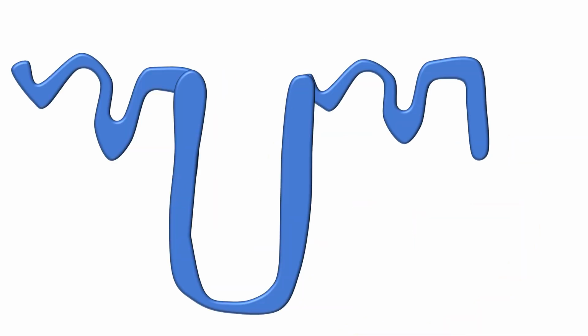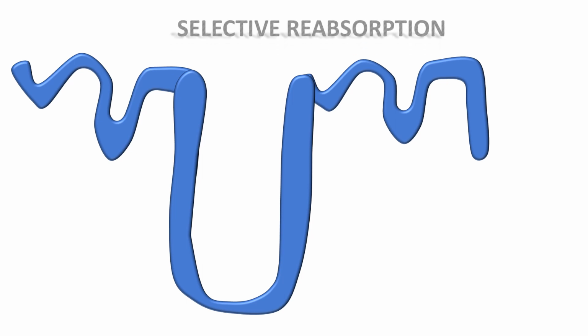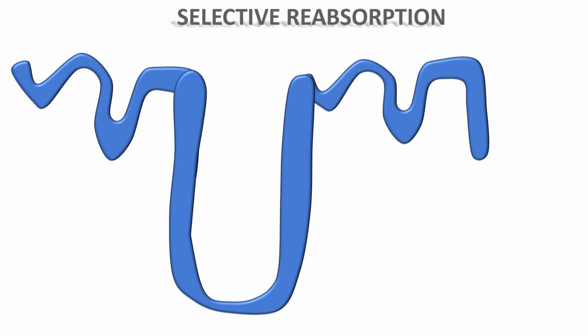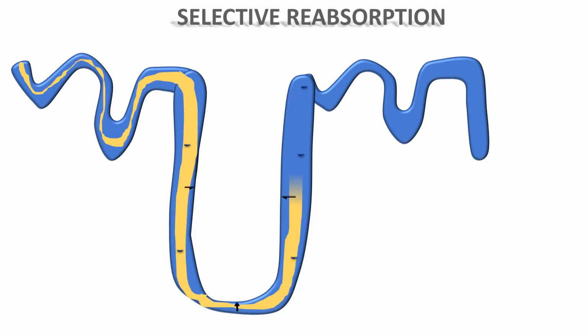Certain important material present in the glomerular filtrate needs to be reabsorbed back into the body, and this is done by the renal tubule. This process is called selective reabsorption. The proximal convoluted tubule mainly absorbs glucose, amino acids, salt, and a small amount of water. The loop of Henle absorbs water and sodium chloride, and the distal convoluted tubule absorbs sodium, chloride, and calcium.